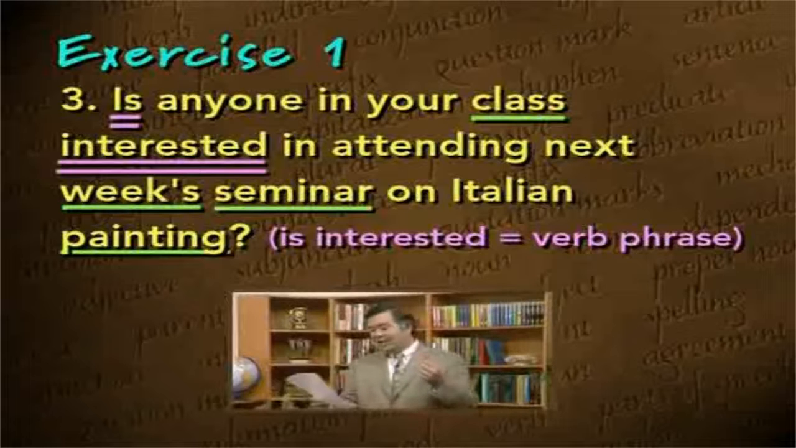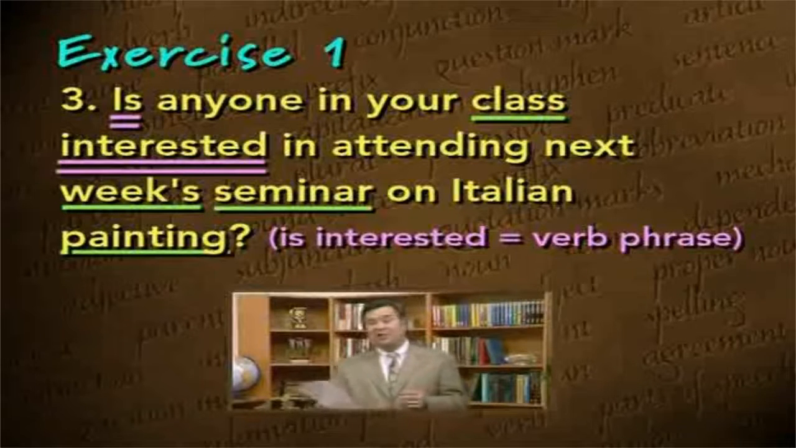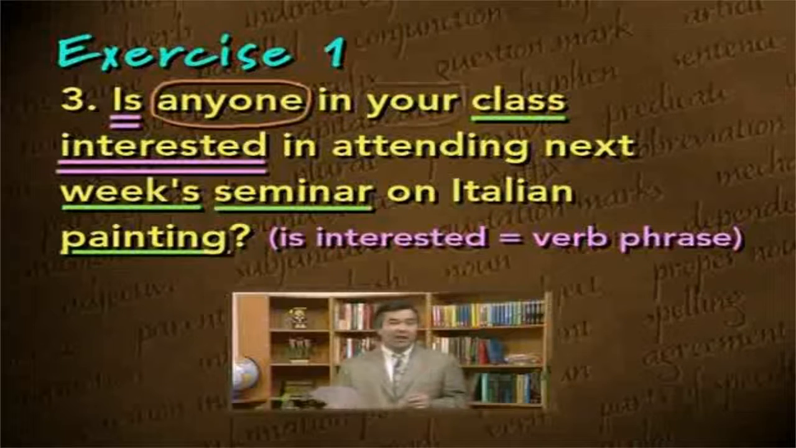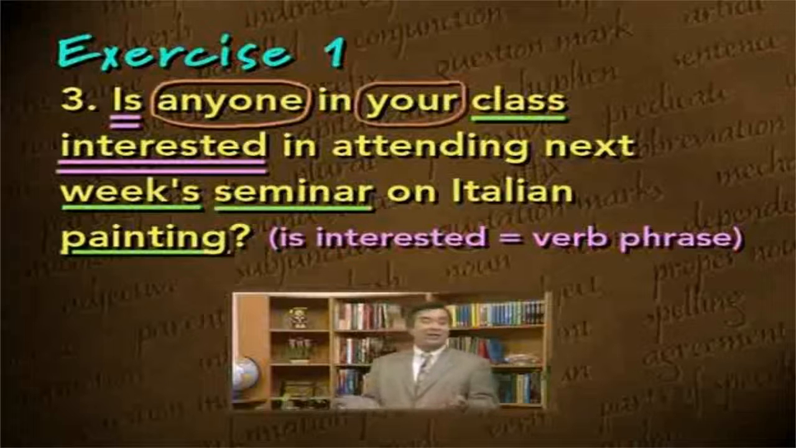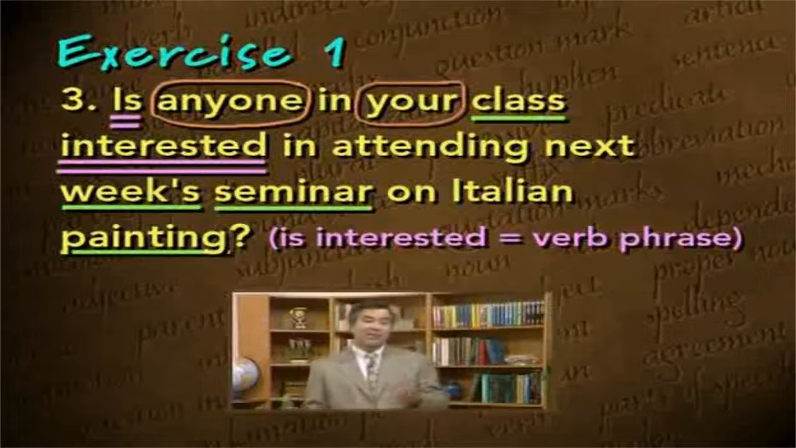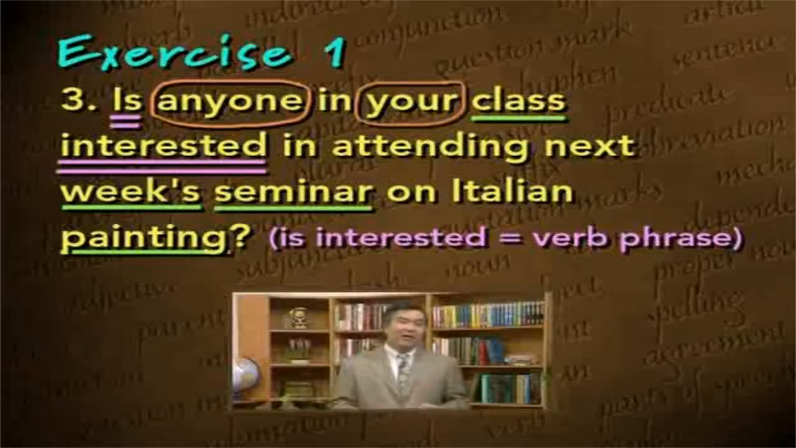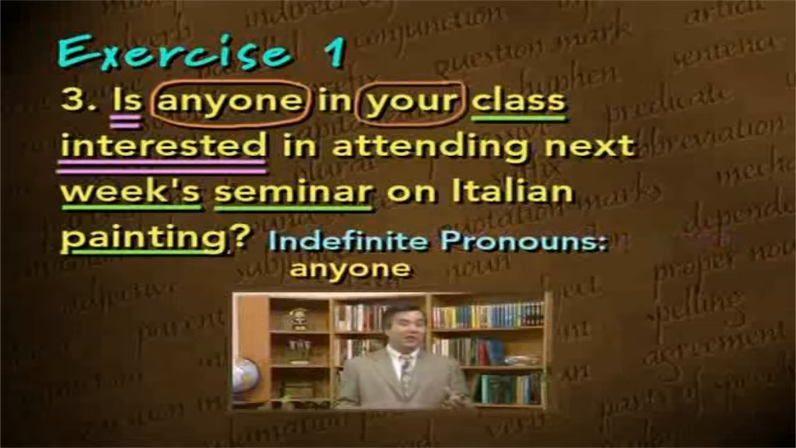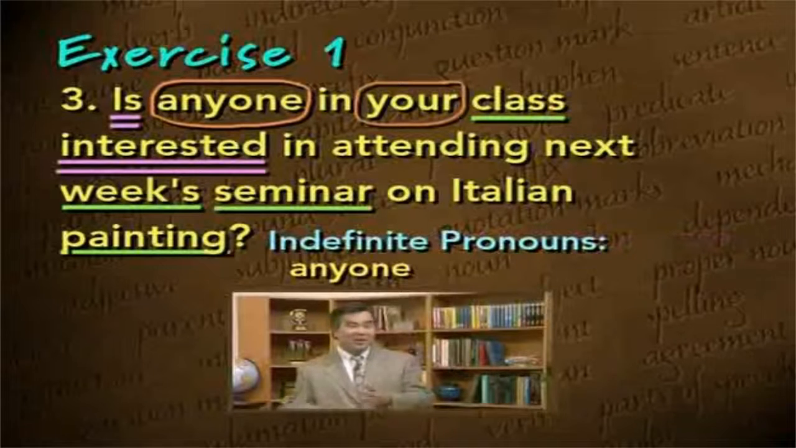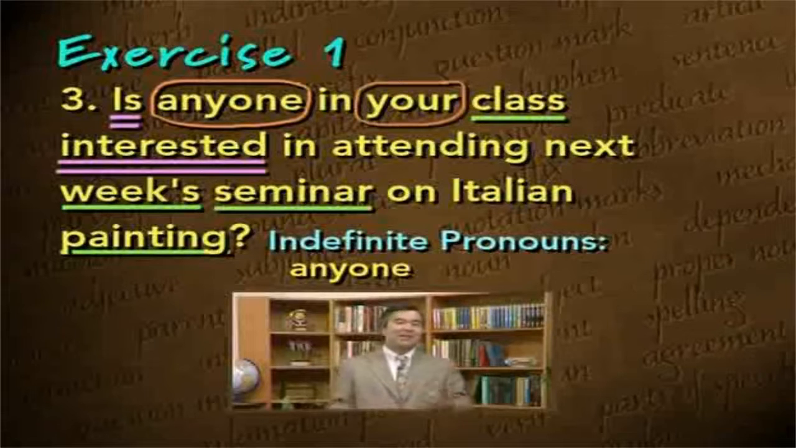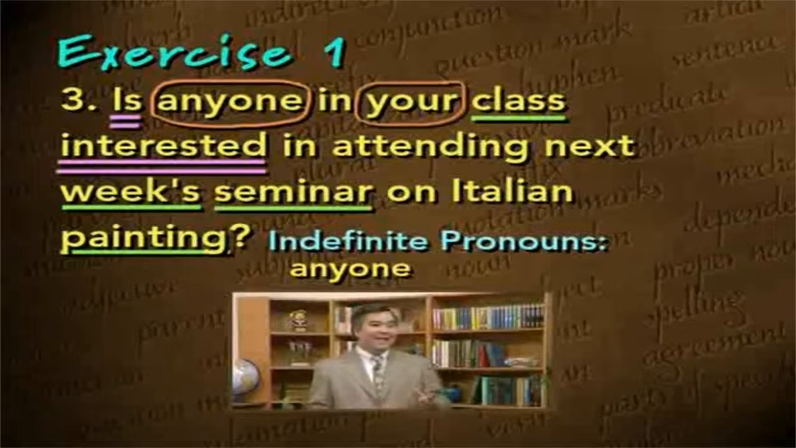What is the subject of the verb is interested? It's the pronoun anyone. And this particular sentence, in fact, contains two different pronouns, anyone and your. We've already said that there are many different types of pronouns. Pronouns act like nouns, but they take the place of nouns. The pronoun anyone is from a class of pronouns known as indefinite pronouns. And they're called indefinite pronouns because they refer to one or more nouns that are indefinite, that are not specifically stated. Who or what is anyone?